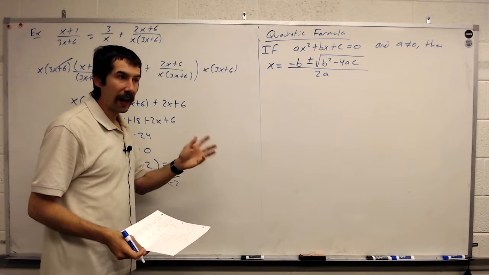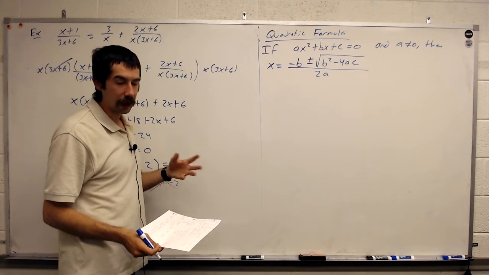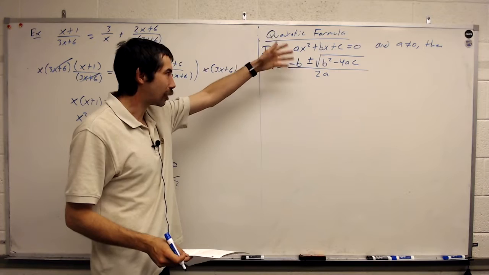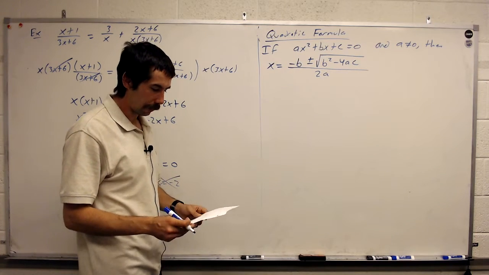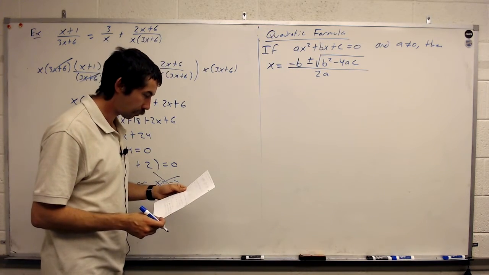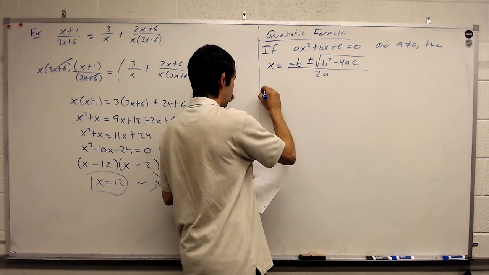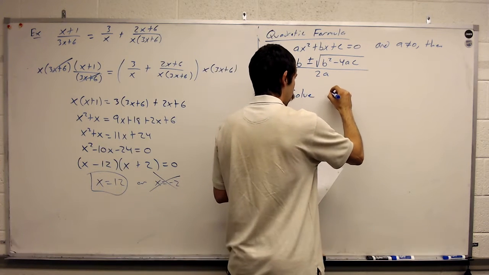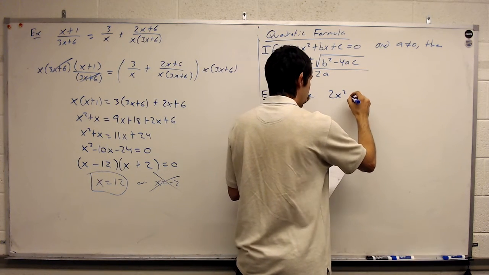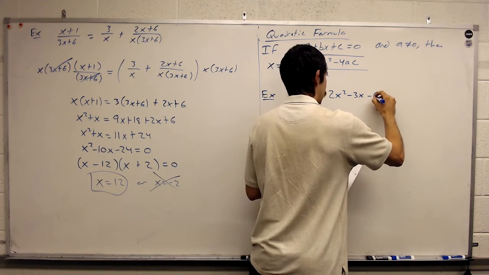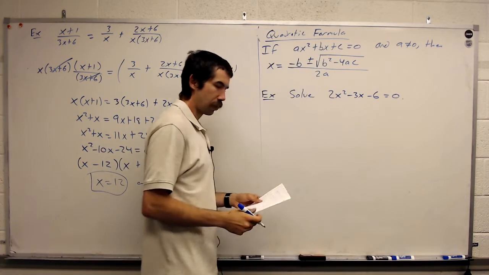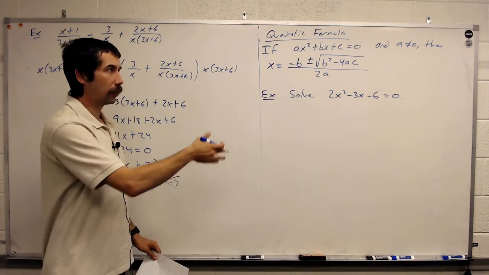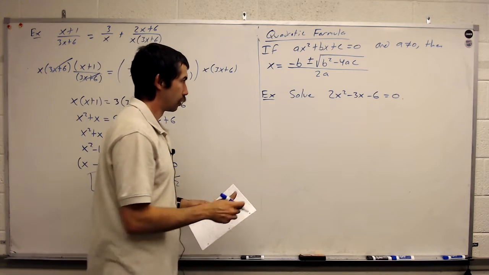My advice is to try to factor first, and if you're getting stuck and you can't factor, just use the quadratic formula. It's a little bit of a pain to use because there are so many terms, but it will work. It will work every time. So let's solve 2x squared minus 3x minus 6 equals 0. We could try to factor, but let's just use the quadratic formula for practice.